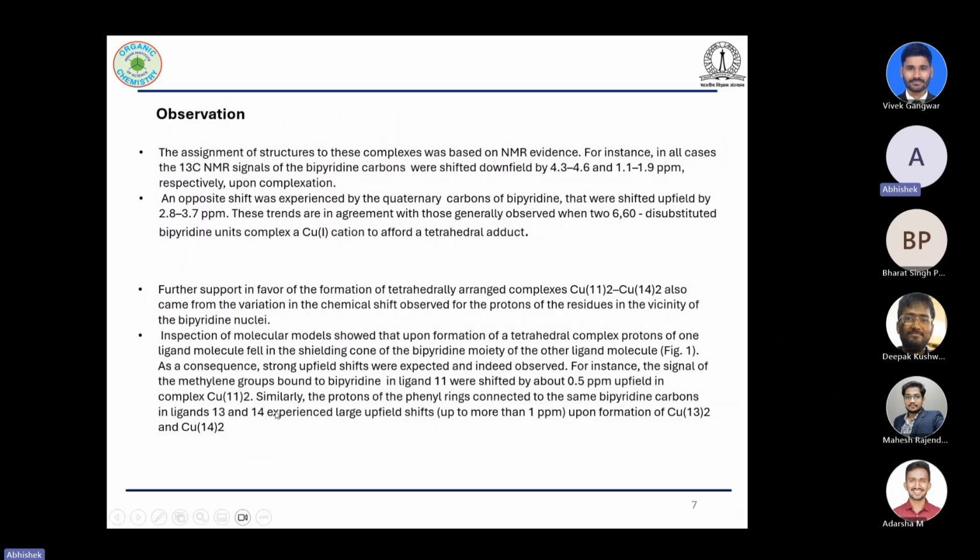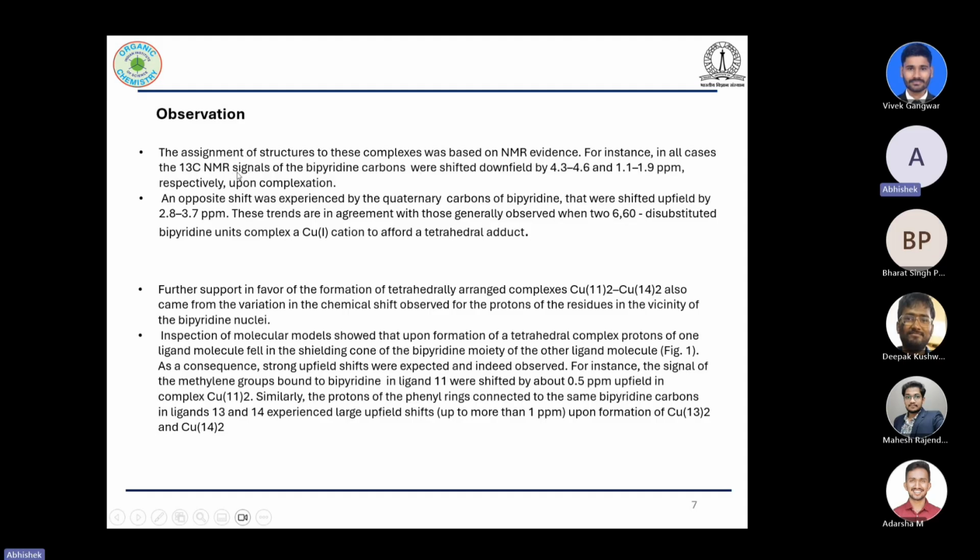What they observed in this reaction to confirm that this is a diagonal pyramidal and tetrahedral structure: the assignment of the structure to these complexes was based on NMR evidence.